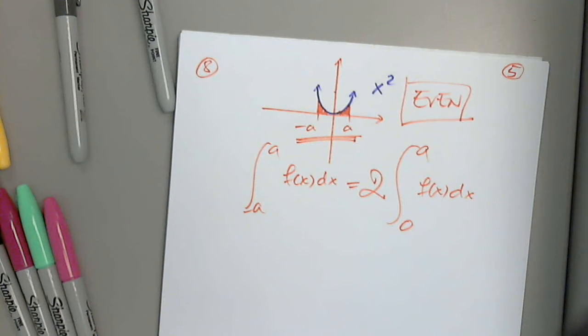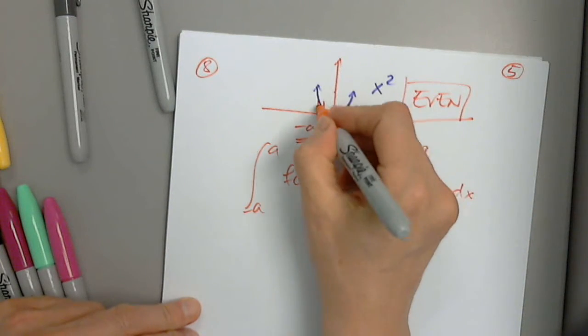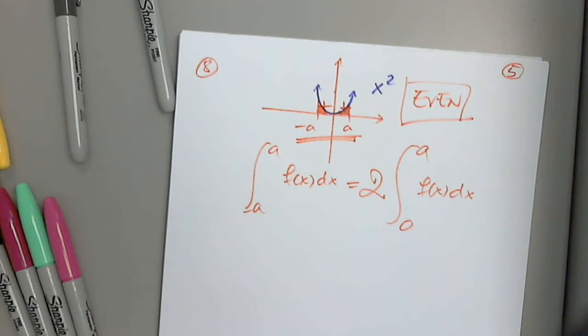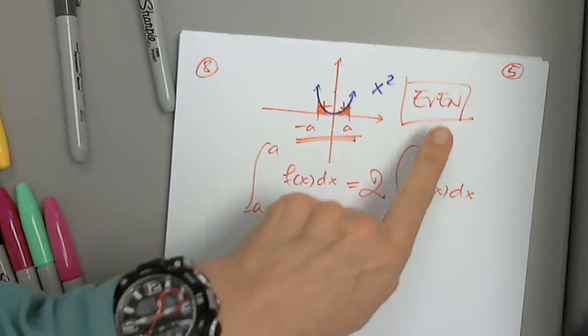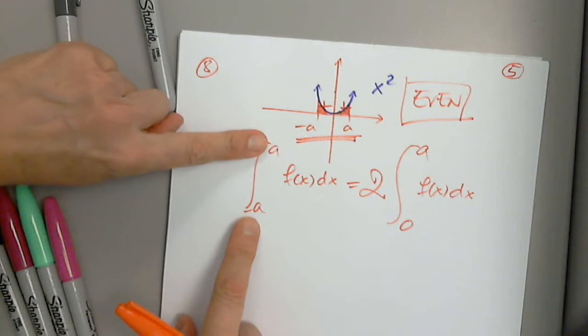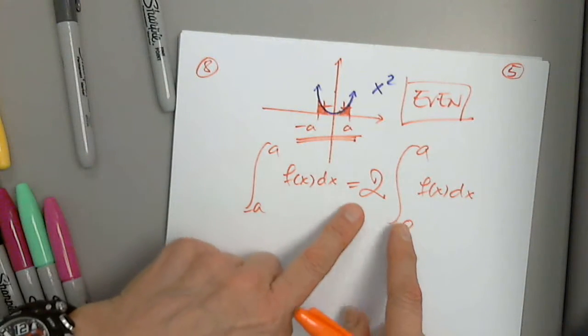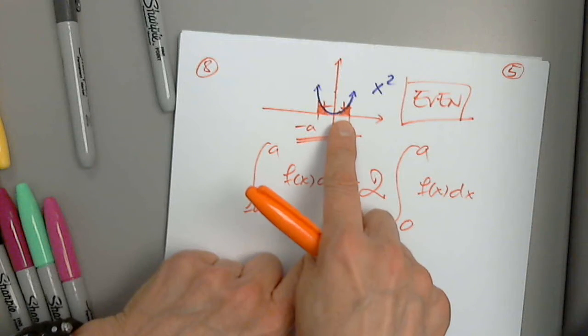So if the function is even, we do not have to integrate between negative a and a, which is way more difficult than integrating from 0 to a. But we know it's twice that area. They're identical, but they're not opposite. They're both positive. So the integral from negative a to a, if the function is even and if the interval is symmetric, is twice the area between 0 and a.